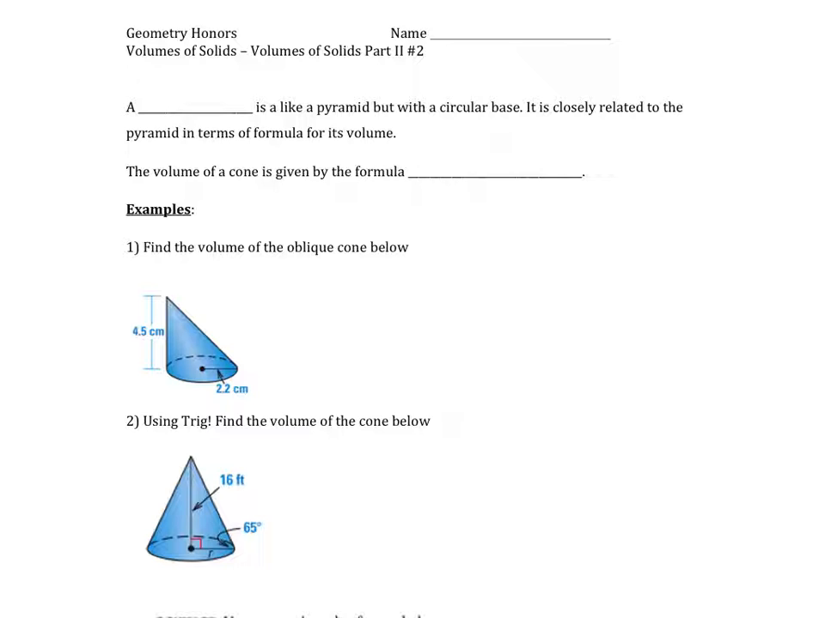So a cone, kind of like an ice cream cone, is like a pyramid. It's not technically a pyramid, but it's like a pyramid, but it has a circular base. So it's closely related to the pyramid in terms of its formula for its volume. So its formula for its volume is going to be 1/3 pi r squared h. And you might recognize that pi r squared is really just the area of a circle.